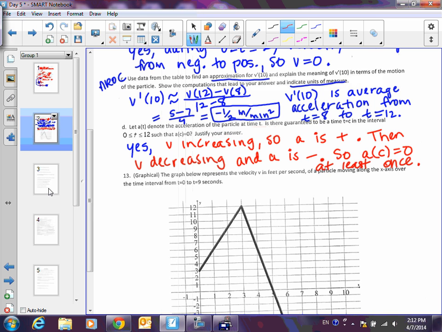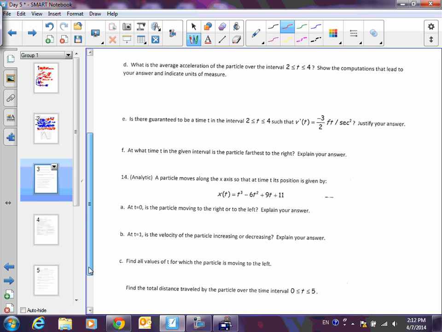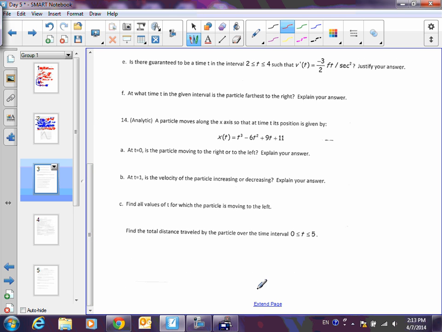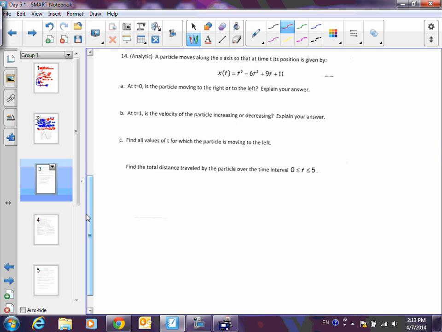I want you to turn now, and we have one more that we're going to do together. That one graph problem goes all the way through here. So let's look at 14. Analytic. This just means you're given the equation. This is the one most students are the most comfortable with, so I'm going to go through this one a little bit faster. So we have x of t. That's position. It might do you good to go ahead and write that. They tell us that as well.